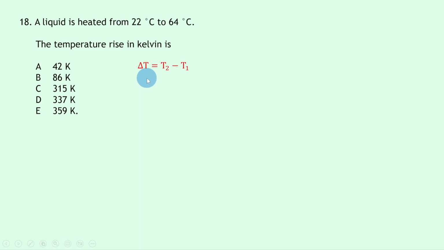So we can do change in temperature, delta T, is equal to T2 minus T1, which is our 64 minus 22, which gives an answer of 42 degrees Celsius. And that means our temperature change is going to be the same as 42 Kelvin, which is A.